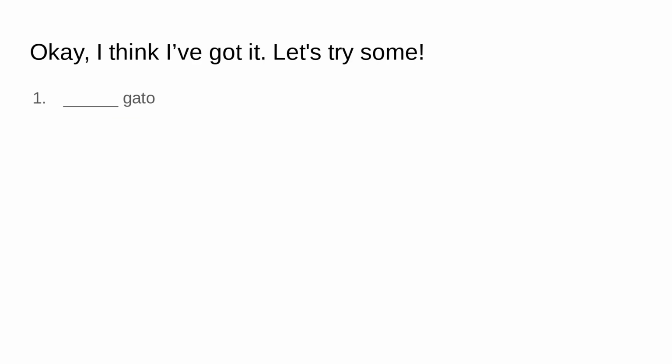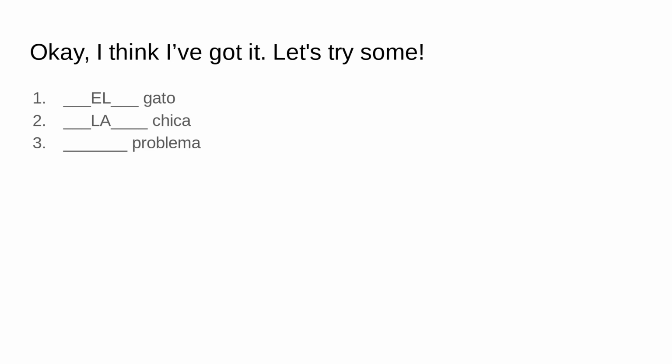Okay, you think you've got it? Let's try a couple of examples. Look at the word gato. Do we think it's going to be masculine or feminine? If you said masculine, you're right. So we would see el gato. The next word is chica. Let's decide, is it masculine or is it feminine? If you said feminine, you're right. So we say la chica.